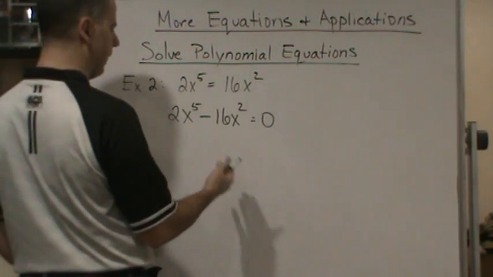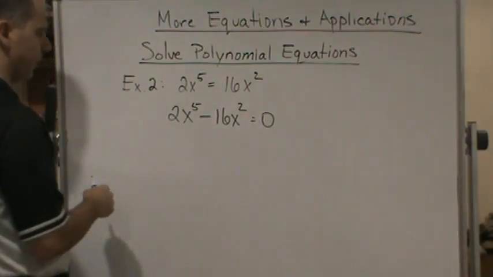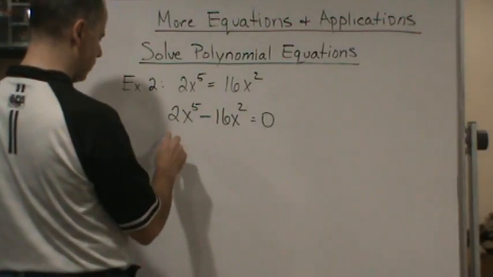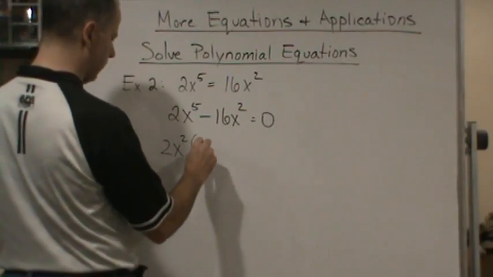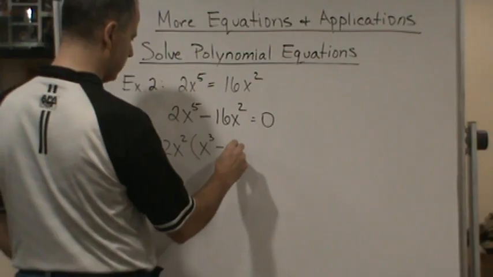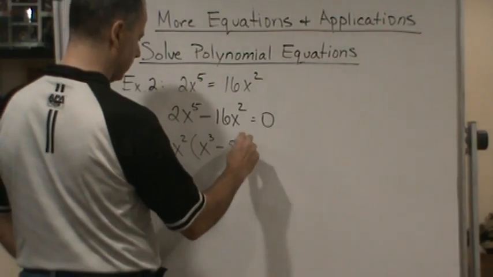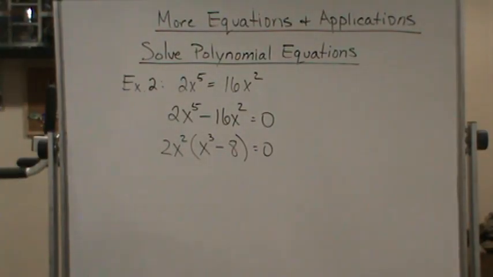Now, immediately I'm going to factor out the greatest common factor. There's a greatest common factor here, which is 2x squared. So I'm going to factor out a 2x squared. So that's going to give me 2x squared times x to the 3rd minus 8 is equal to 0. Okay.